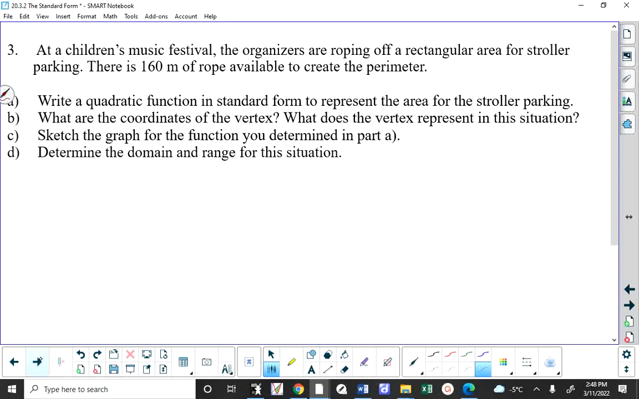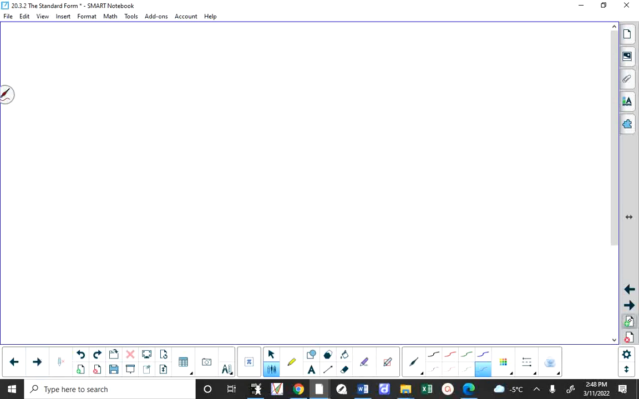In this particular question, we've got a music festival, and we're going to rope off a rectangular area for stroller parking. And you have 160 meters of rope, and it's got to be shaped in a rectangle. So I want to ask you a question. Could I make a rectangle?